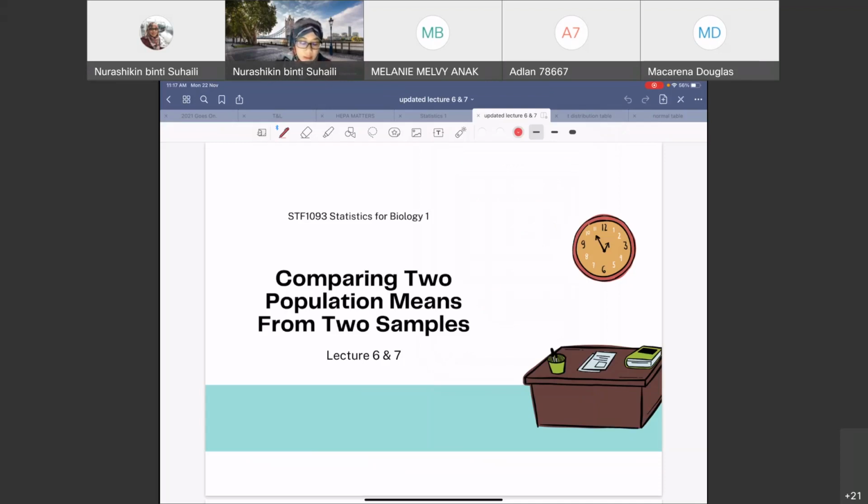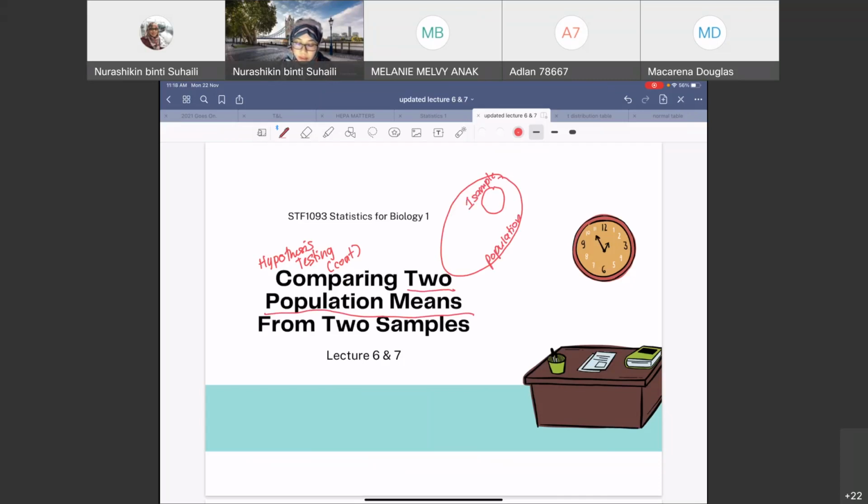So in this case, we are focusing on two samples from two populations. So this is actually still hypothesis testing. Right now, we're going to talk about two population means. Before this, we talked about one sample, and then we wanted to compare it with the population, right? One population, one sample.